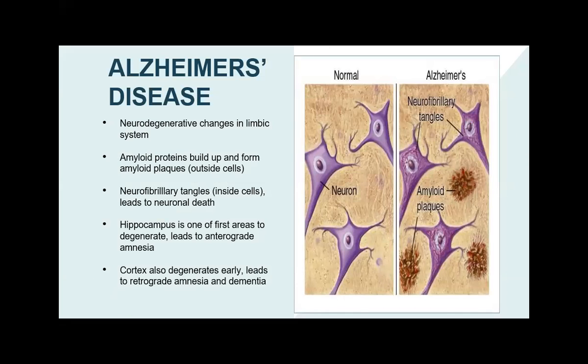First is Alzheimer's disease. In Alzheimer's disease, there are neurodegenerative changes in the limbic system. The amyloid protein builds up and forms amyloid plaques. There will be neurofibrillary tangles inside that lead to neuronal death. The hippocampus is one of the first areas to degenerate and that leads to anterograde amnesia. The cortex also degenerates early and that may lead to retrograde amnesia and dementia.